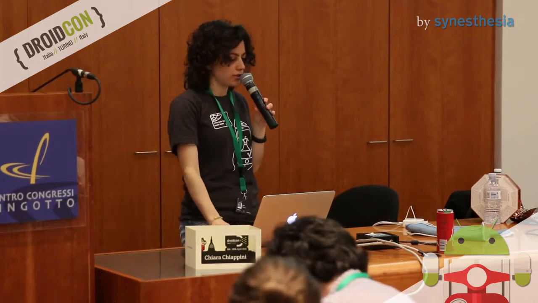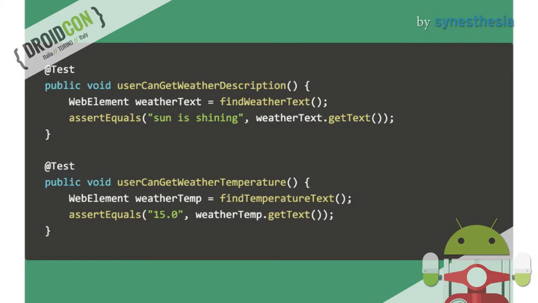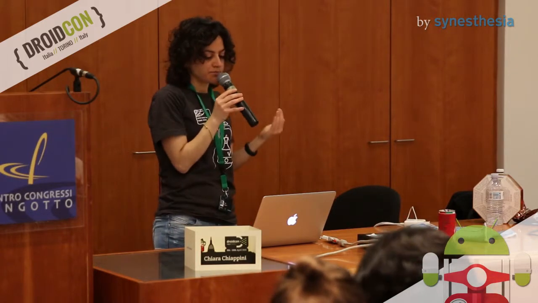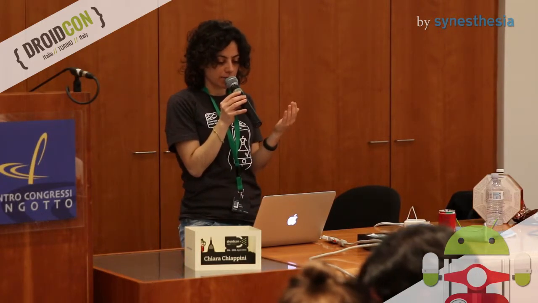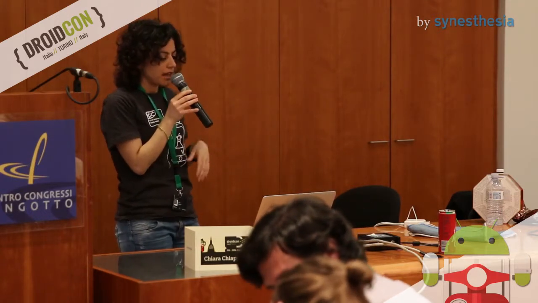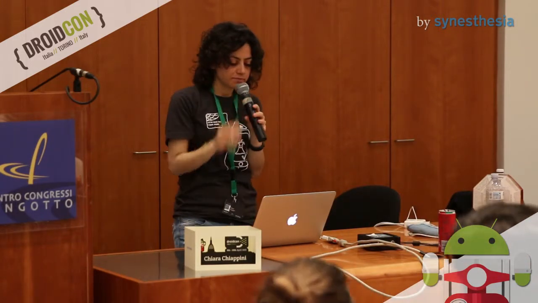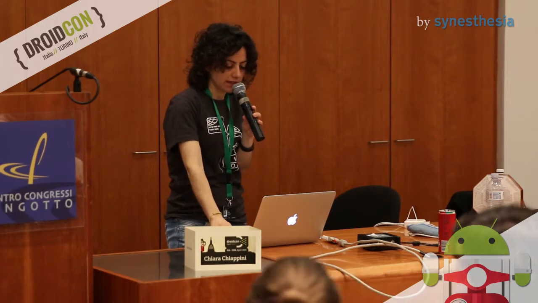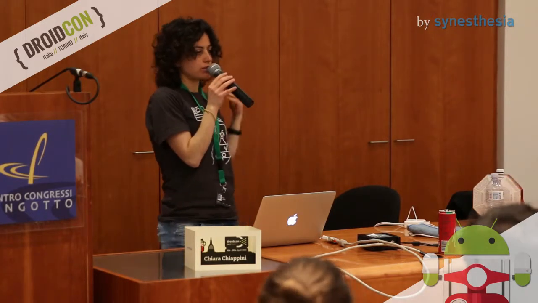So let's have a look at how to write your first Selendroid test. Again, let's think about our app. Our app is really, really easy. It just has some text views and an icon. So which kind of test can I do? I expect that when my user goes to my app, he's going to see a text view representing the description. I'm also expecting that he's going to see a text view representing a temperature. So I start writing these two tests. The find weather text and find temperature text are just methods that I coded, so we can have a look at them. But before, I just want to show you how to set up Selendroid.